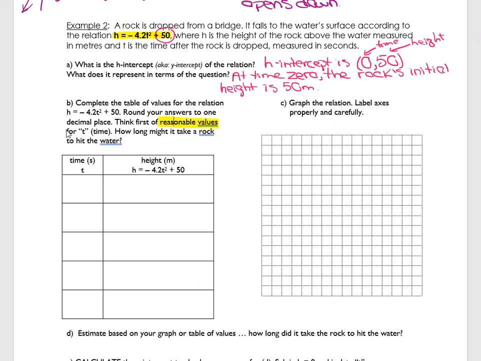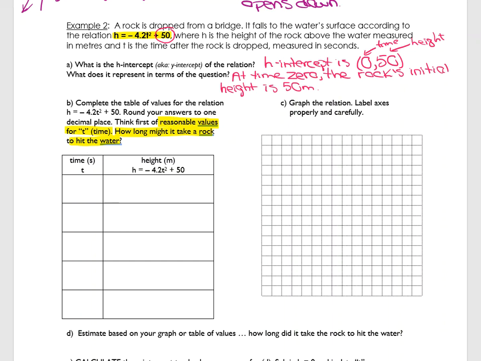So I need to put some numbers in here. And we're talking about a rock being dropped from a bridge into the water. So how long do you think that would take? Let's think of some good time numbers here. How long do you think it would take to hit the water, a rock, from a 50-meter high bridge? Well, it's probably not going to take 60 seconds. It's not going to take a minute. 50 meters is high, but it's not that high.